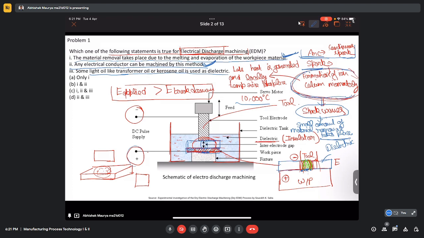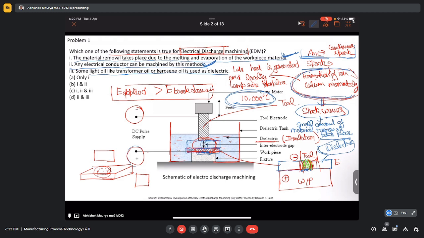The reason we don't want an oxide layer over the workpiece is that if this process were taking place in the presence of oxygen, at this much high temperature, definitely our workpiece is going to be oxidized. But if we don't supply oxygen, then oxidation of the workpiece will not take place. So that can be avoided by using a dielectric medium.